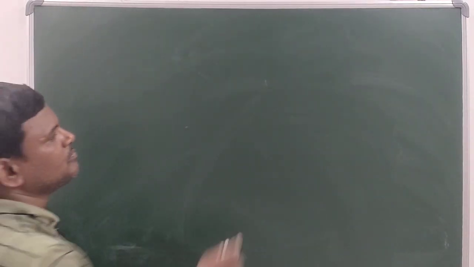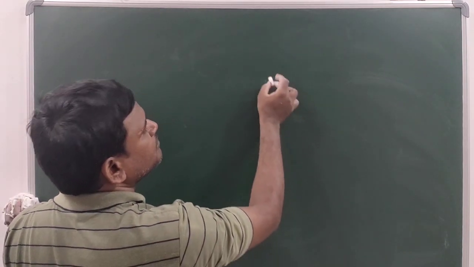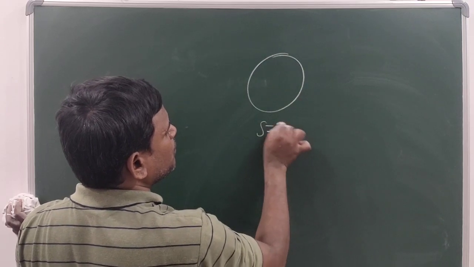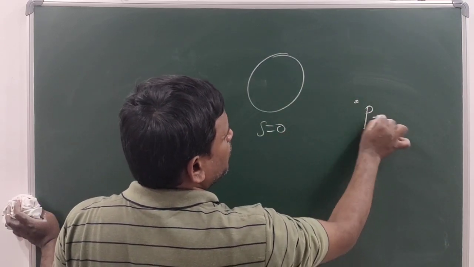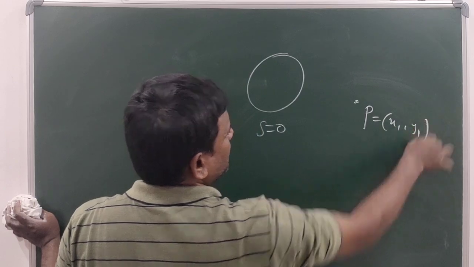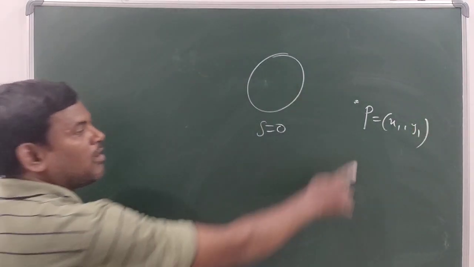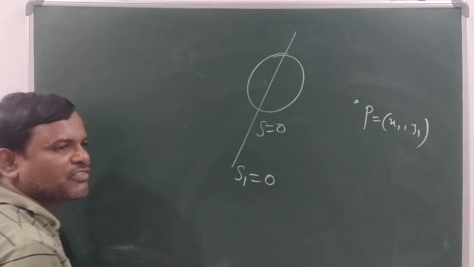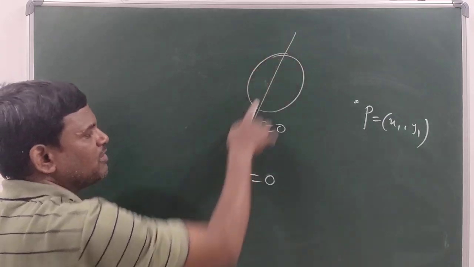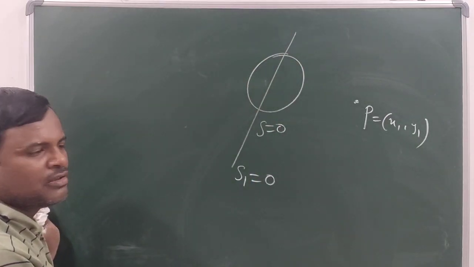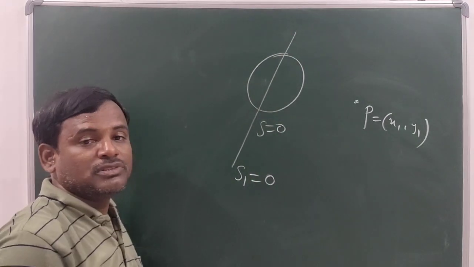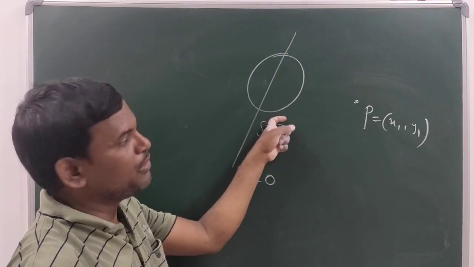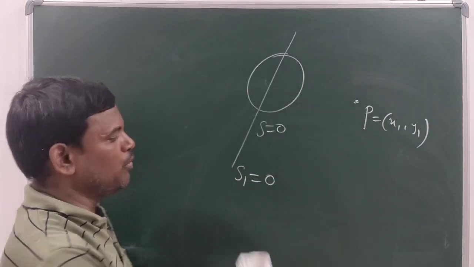Next, suppose the circle equation is given, S equal to 0. A point is given, whose coordinates are x1, y1. Now to find the polar of P with respect to this circle, you have to apply the formula S1 equal to 0 to get the equation of the polar. Okay. So sometimes the polar equation will be given to you, circle equation will be given to you, and they will ask you to find the pole.